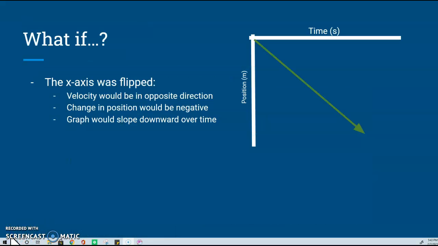Next, I answer the question, what if the x-axis was flipped? If it was flipped, the ball would be traveling in the negative x direction and the velocity would be negative. This is because the change in position would be negative. This would cause the graph to be downward sloping, as shown here. Over time, position would become more negative.